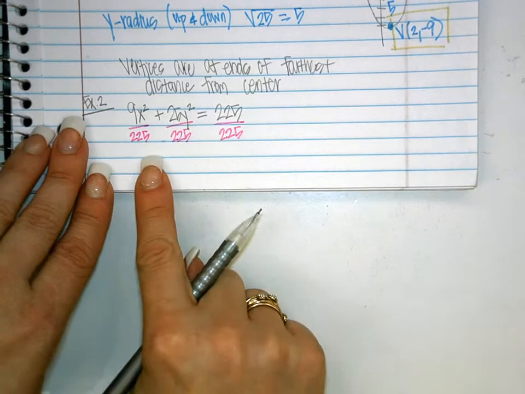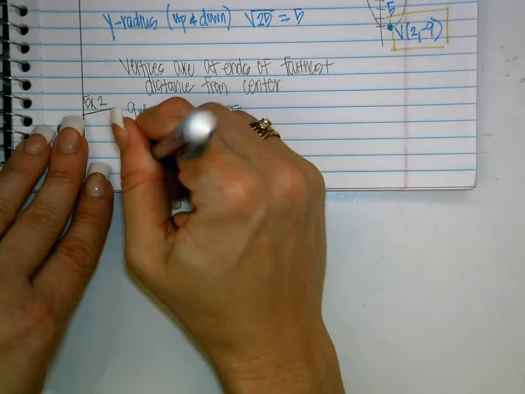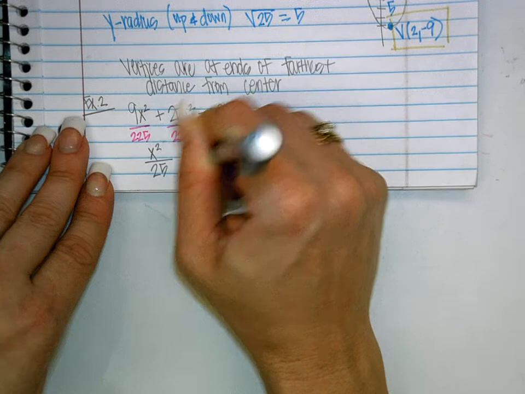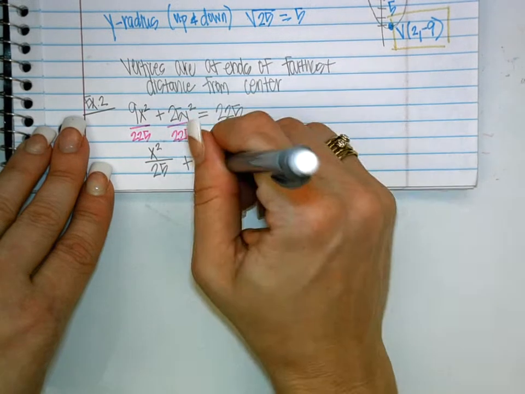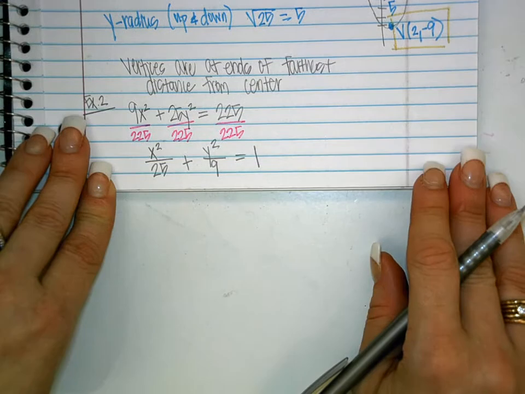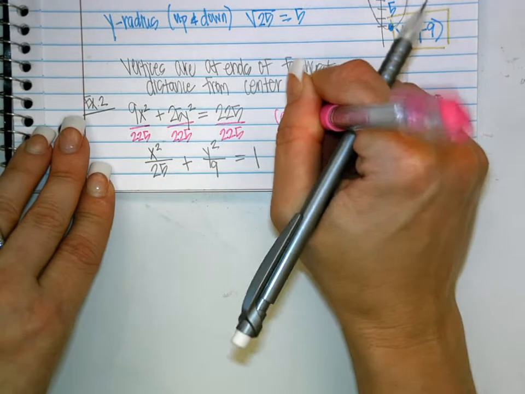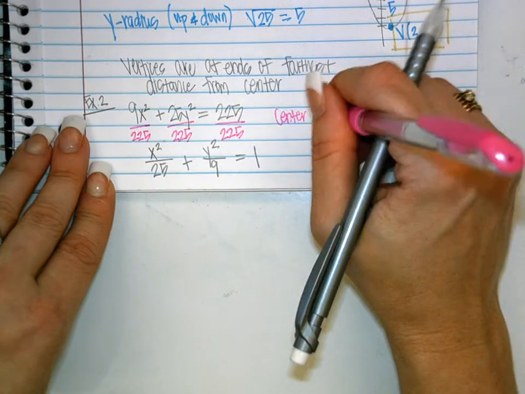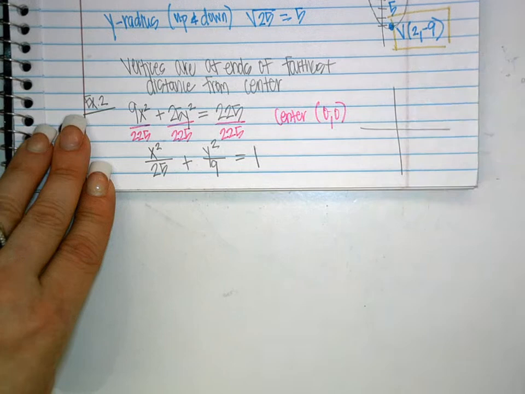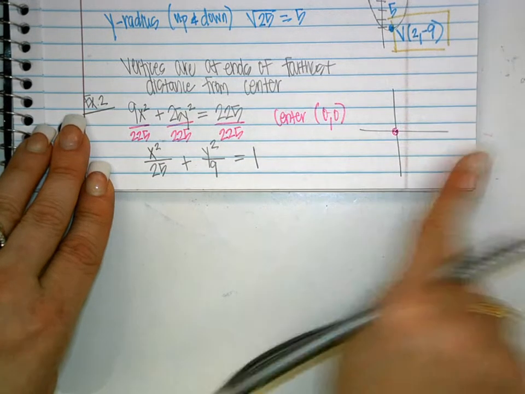Then we reduce. 9 over 225, these are going to go in absolutely perfectly. So this is going to give you x squared over 25 plus y squared over 9 equals 1. For this one, what would be your center? If there's no parentheses, what do you think the center is? 0, 0. There's no parentheses, has to be 0, 0. So your center is going to be at 0, 0. How far should you move side to side?